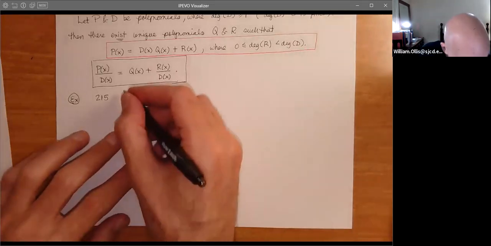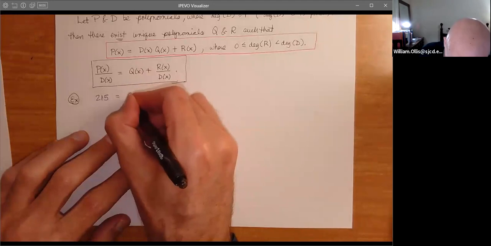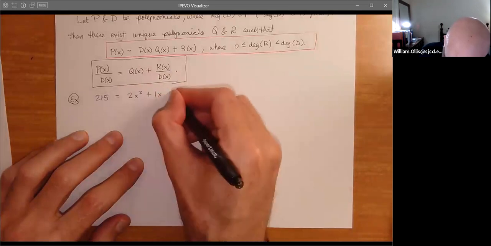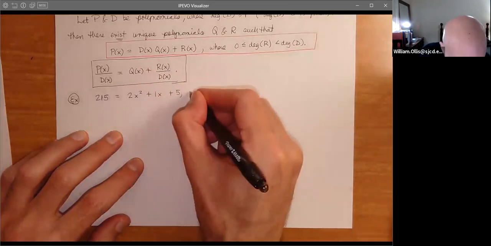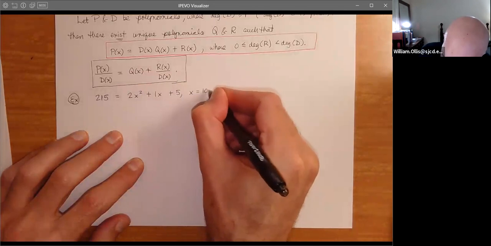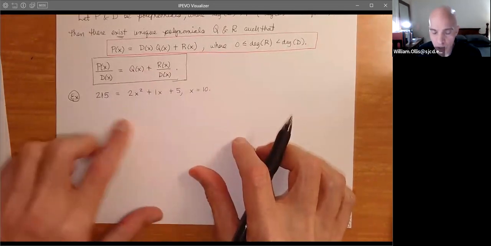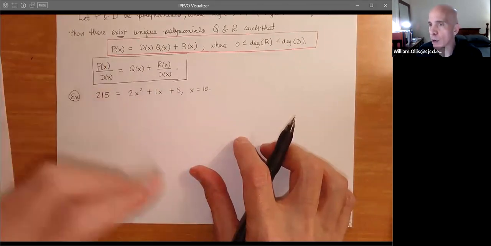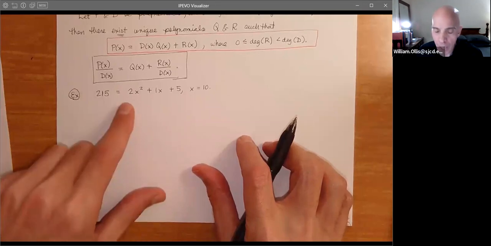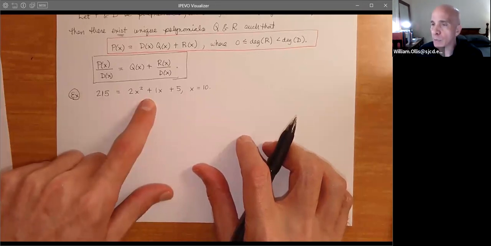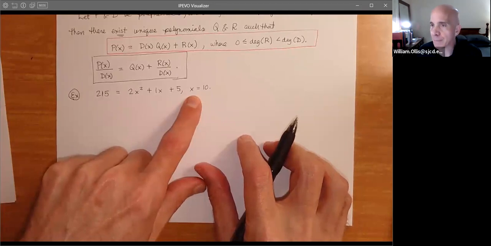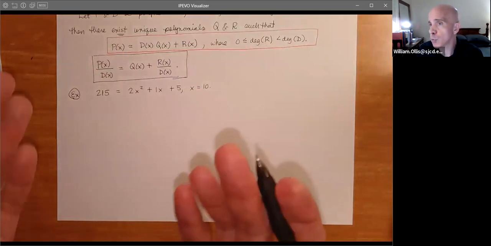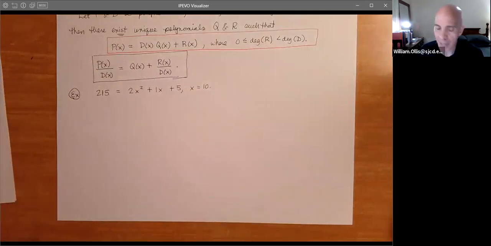So I'm going to think of 215 as 2 times x squared plus 1x plus 5. Well, of course, x is equal to 10. So I'm going to think of this as the base 10 rendering. So 215 is just 200 plus 10 plus 5. Well, I do that all the time when I'm doing arithmetic. But we can think of this as just a polynomial in x, where x is actually 10. I mean, if this is true, this should work. And it is true. And so it kind of gives you an idea that we just didn't make this up.